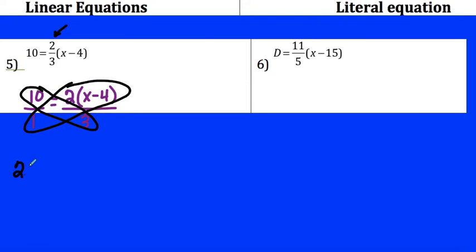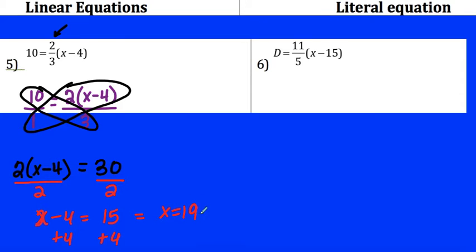And I get 2 times (x minus 4) equals 30. And then I can divide both sides by 2 because it's being multiplied. So I get x minus 4 equals 15, and then I add 4. So x equals 19.